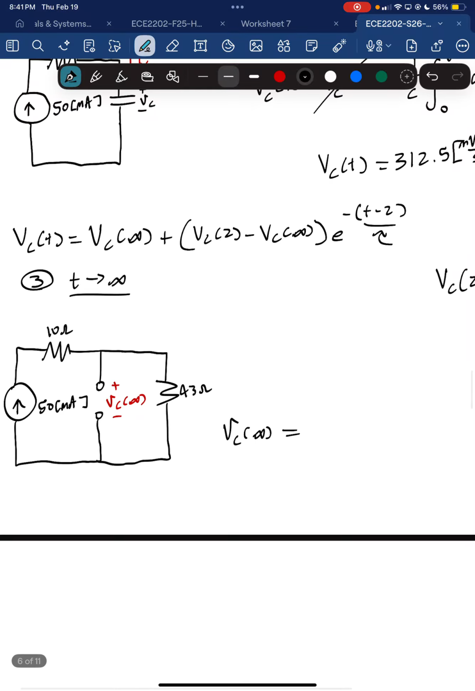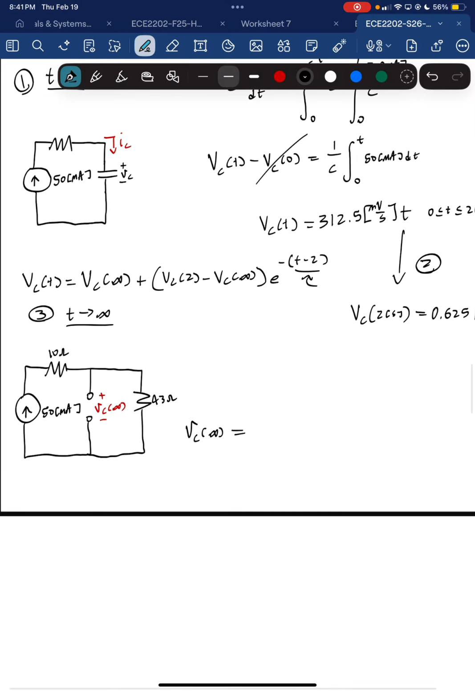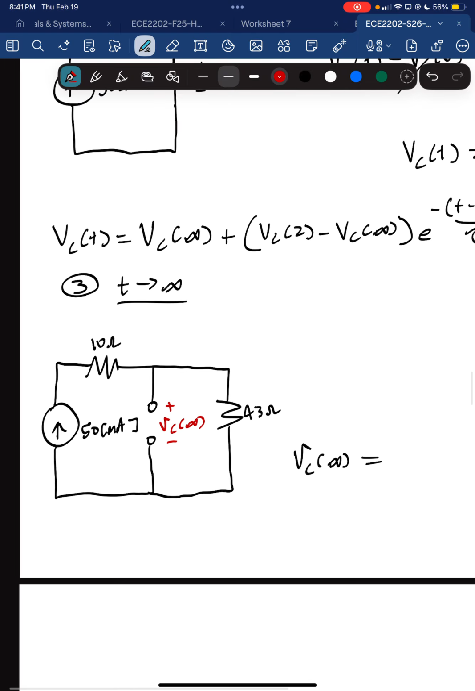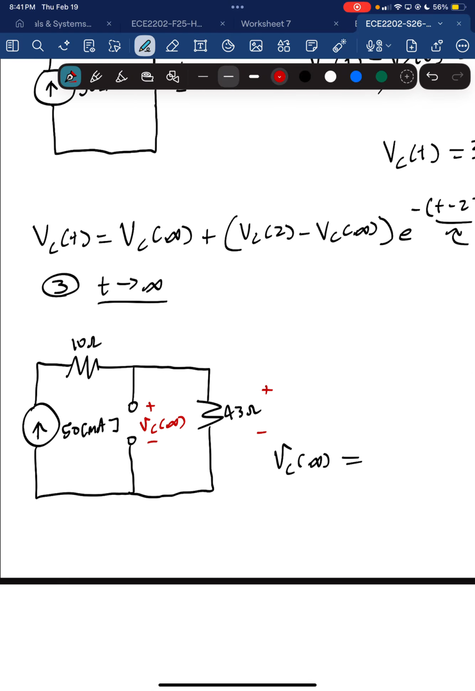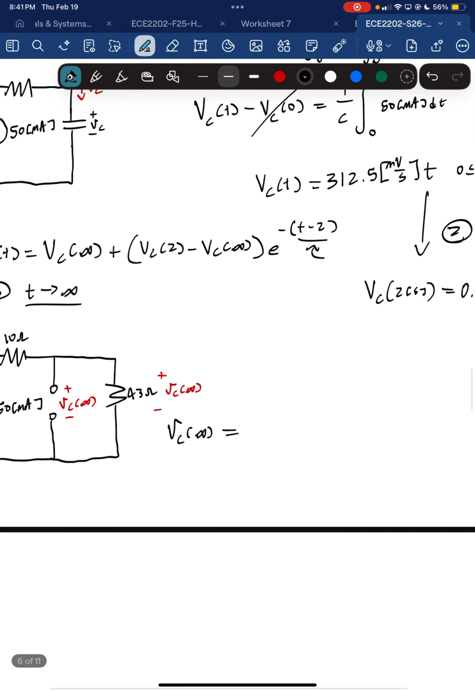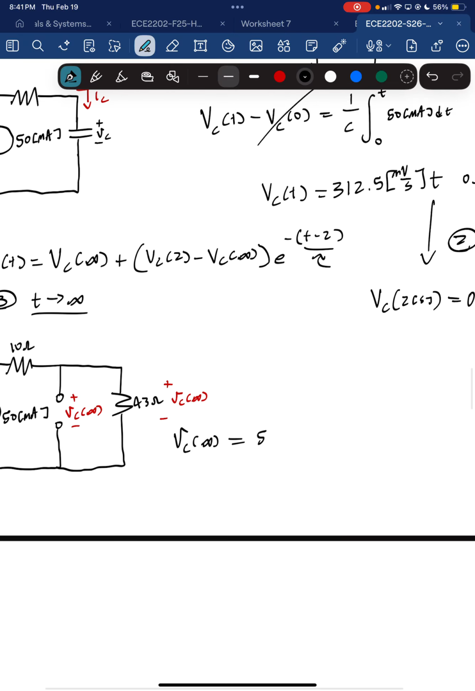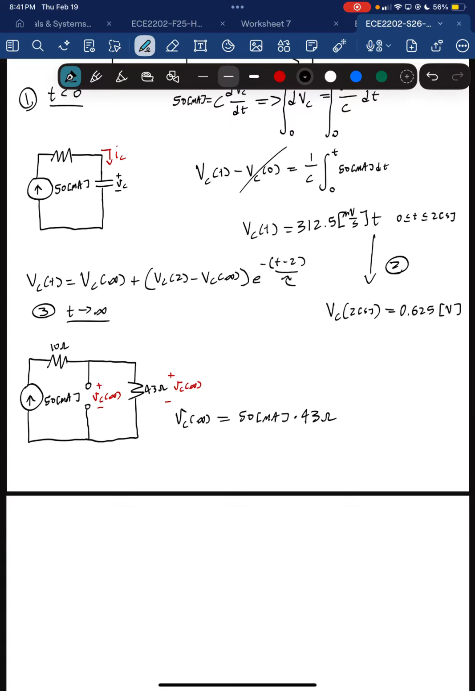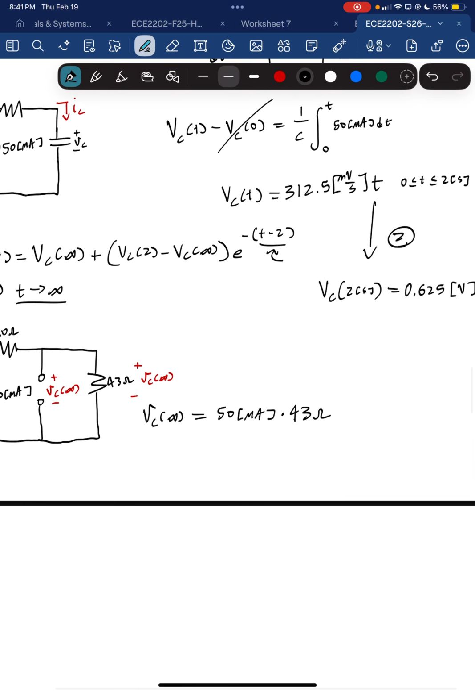All right. So VC infinity is going to be the voltage across which resistor? Let me frame it that way. 43 ohm. Yes. So VC infinity is going to be 50 milliamps times, by Ohm's law, 43 ohms. If we find the voltage across the 43 ohm resistor, we have VC of infinity. We know the current through it, so we can use Ohm's law to solve for this voltage, which is 2.15 volts.